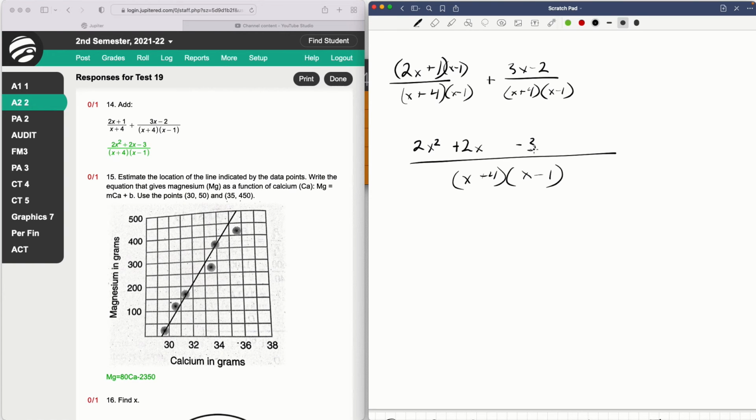So if I said 2x times x, can I factor that at all? Or is that as far as I can go? No, I can't factor that. I'm looking at it and that 2x in the front is just going to make it hard to do anything with. So this is your final answer: 2x squared plus 2x minus 3 all over x plus 4 times x minus 1. That's your final answer.